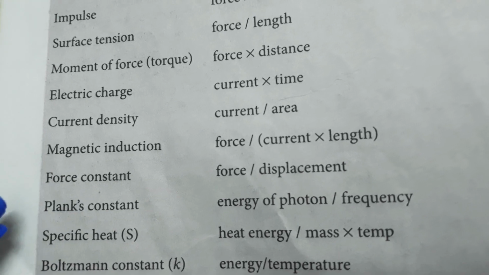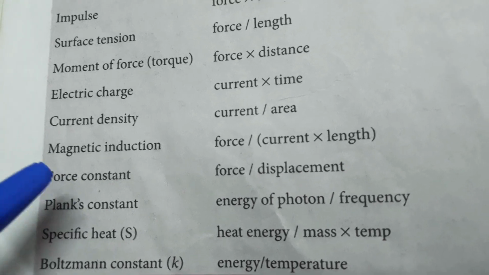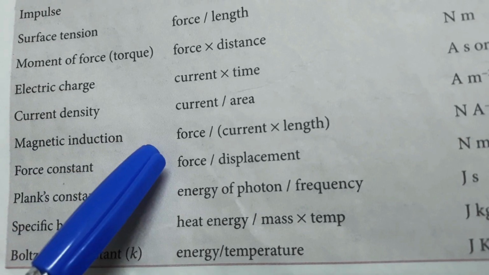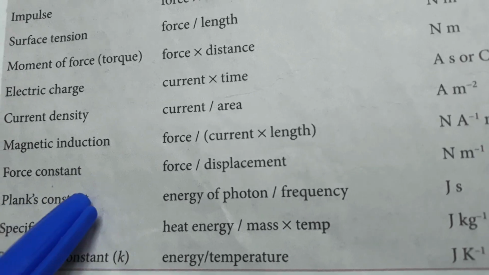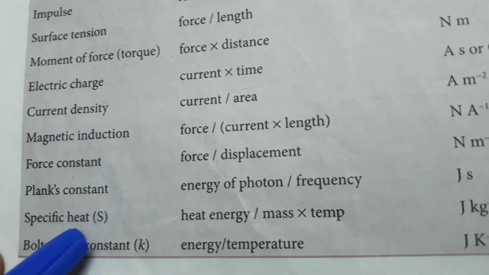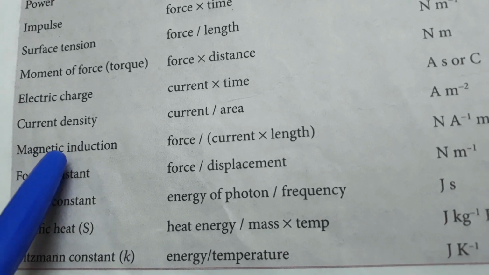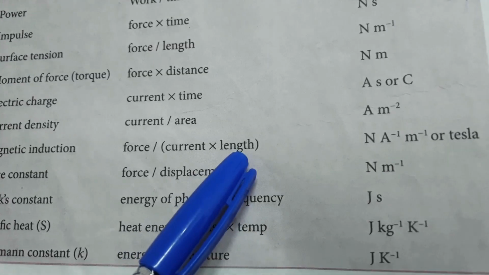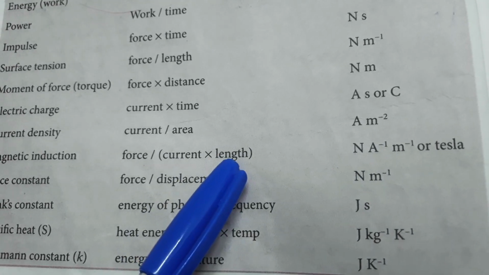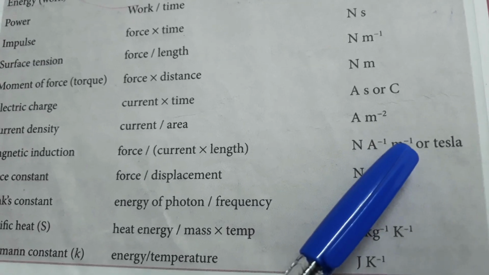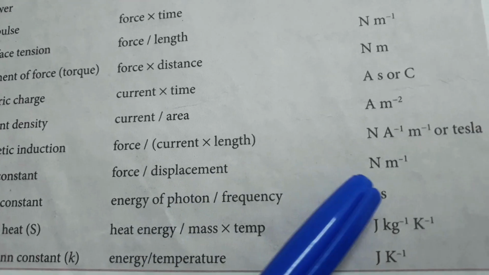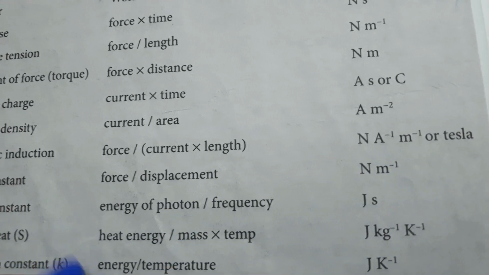Some other derived quantities are also given in your book, new quantities to you, such as magnetic induction, force constant, Planck's constant, specific heat, Boltzmann constant. These you also have to learn. Magnetic induction means force by current into length. So Newton by ampere meter, or Newton ampere raised to minus 1 meter raised to minus 1, or Tesla. Force constant is force per displacement, so we can write Newton meter raised to minus 1.